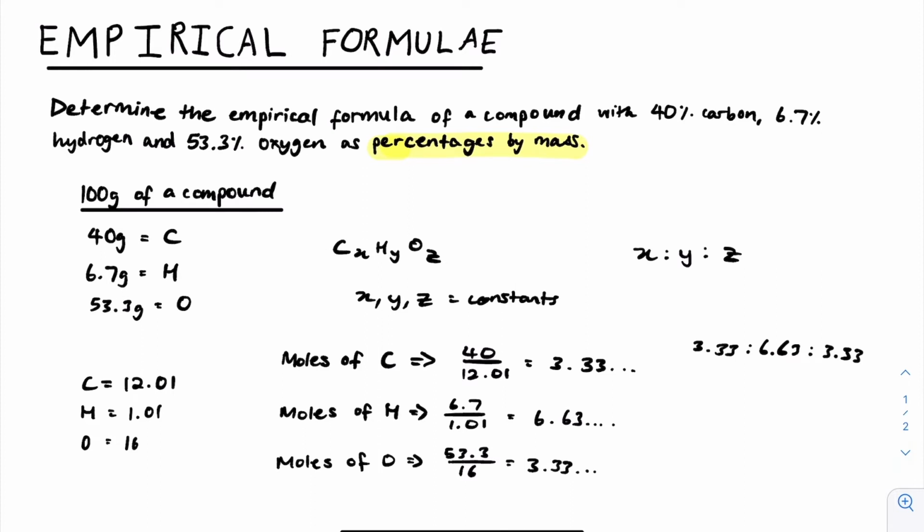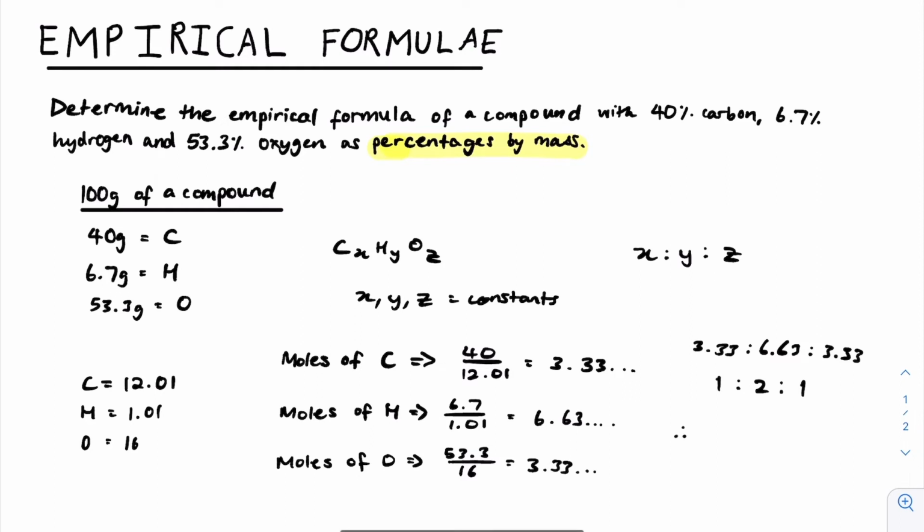We have to represent all the subscripts as integers. And the way to do this is to divide by the smallest value, because that will make that value 1. So 3.33 divided by 3.33 is 1. 6.63 divided by 3.33 is 1.99, which is close enough to 2, so I'm going to round it to that. And then 3.33 divided by 3.33 is also 1. So we've got the ratio as 1 to 2 to 1. So x is 1, y is 2, and z is 1.